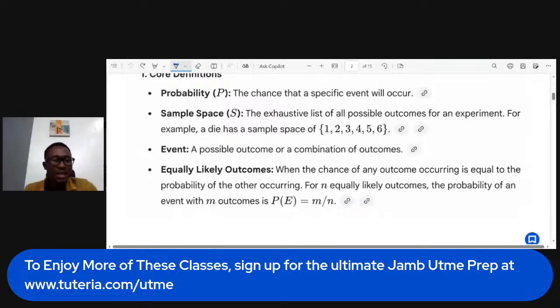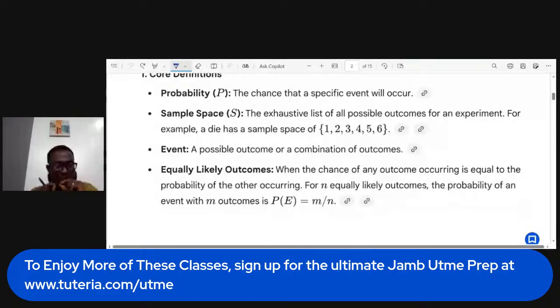All right. So now, what is an event? An event is simply a possible outcome or a combination of outcomes. So it could be that, for instance, if I have a coin, if you toss a coin, you can either get a head or a tail. All right. So if I say what is the probability of getting either a head or a tail, what I'm asking is what is the possible outcome of getting this particular head or tail?